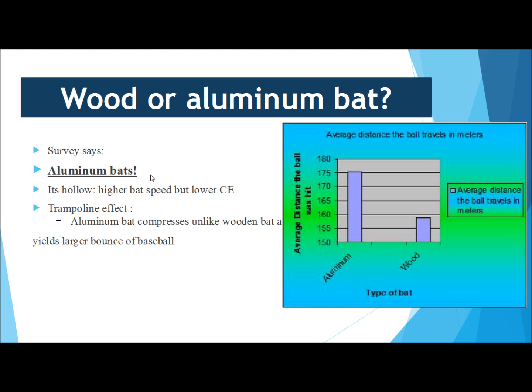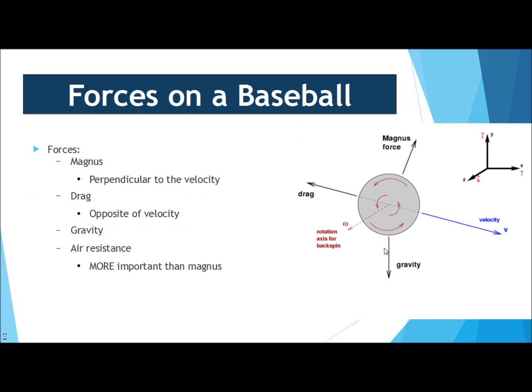The reason they are better is because they have a sort of trampoline effect. With wood bats, which have a rough surface, when the ball and the bat collide, the ball compresses more than the bat does. When you use an aluminum bat, the bat compresses, and that compression makes it easier to give energy back to the ball. I have a little chart over here that shows the difference in the distances. So obviously aluminum bats are better if you want to go out and play some baseball.